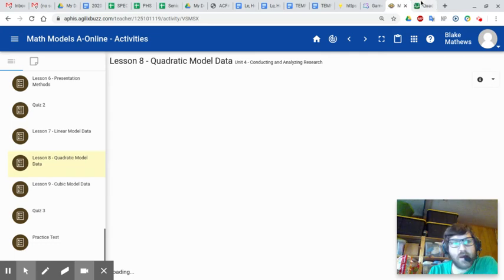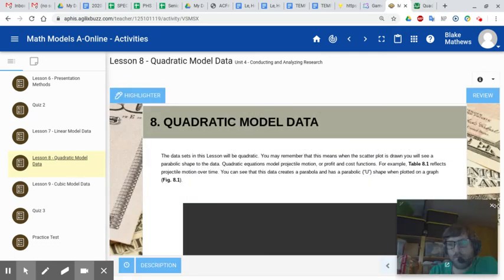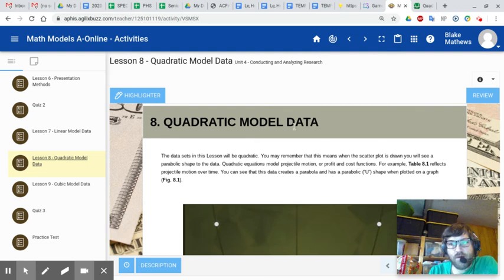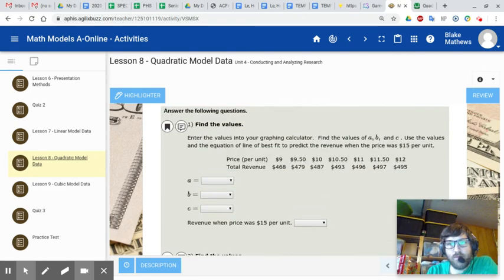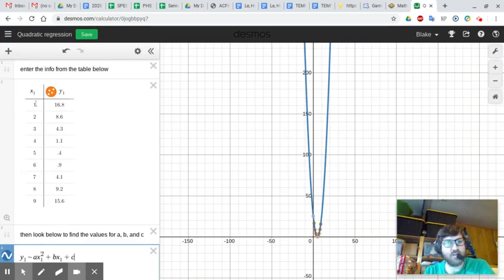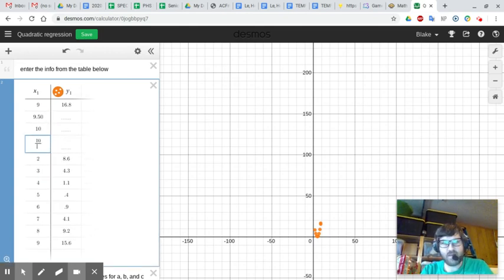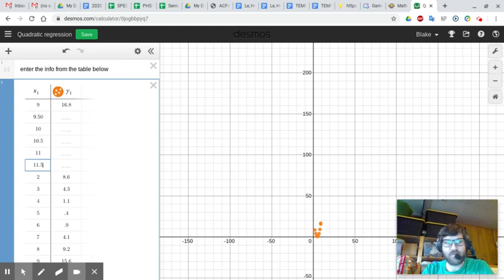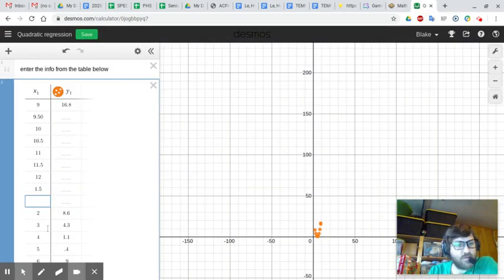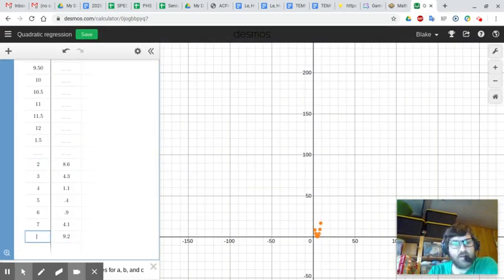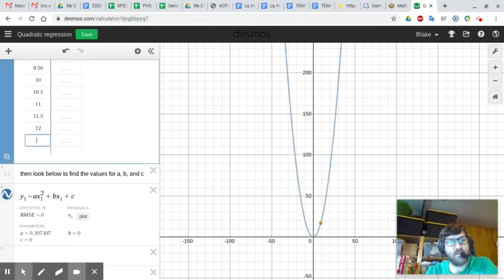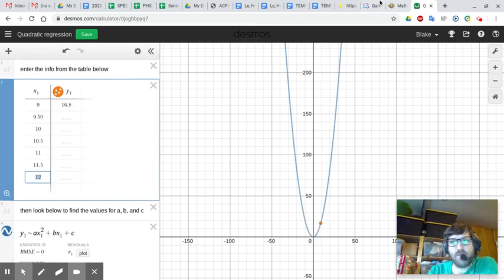So we'll go to quadratic data, and then we're going to scroll down and do the same thing. I'm going to enter the data into my table, like here, 9, 9.50, so on and so forth. So this goes up by 50 cents for each. So 9, 9.50, 10, 10.50, 11, 11.50, 12, 12.50, I think it goes to. Let's see. It stops at 12. So let's get rid of all this other stuff. There's a lot of extra data, and we don't need all of that. It stops at 12.